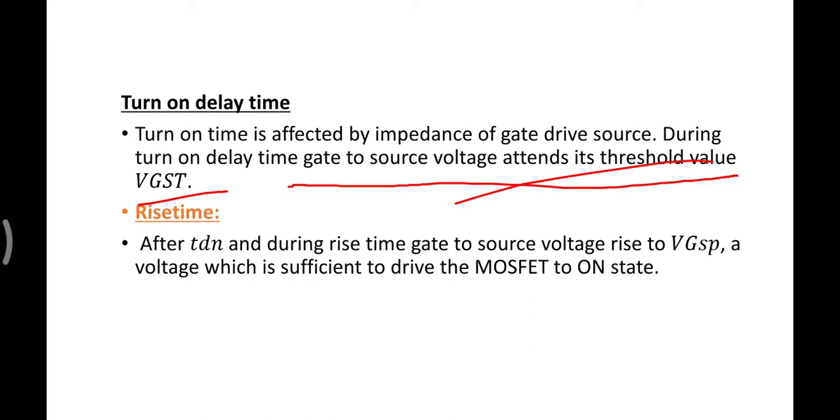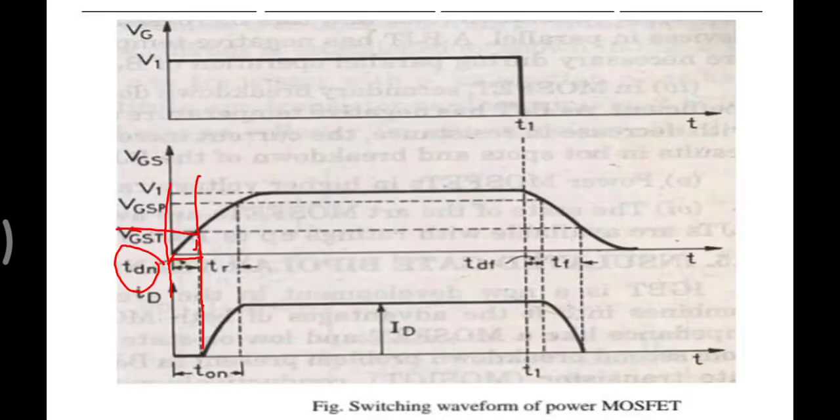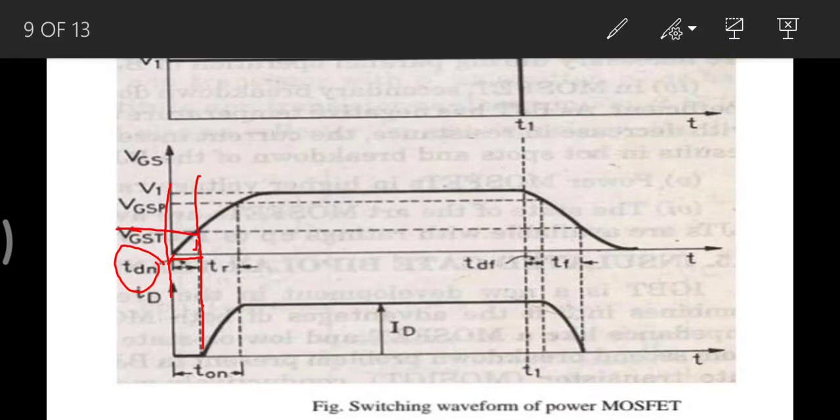After that, what is rise time? Rise time means that after the delay time, the gate-to-source voltage rises to VGSP, a voltage which is sufficient to drive the MOSFET to the on state. See here, rise time means the voltage reaches from VGST to VGSP, the gate-to-source voltage.